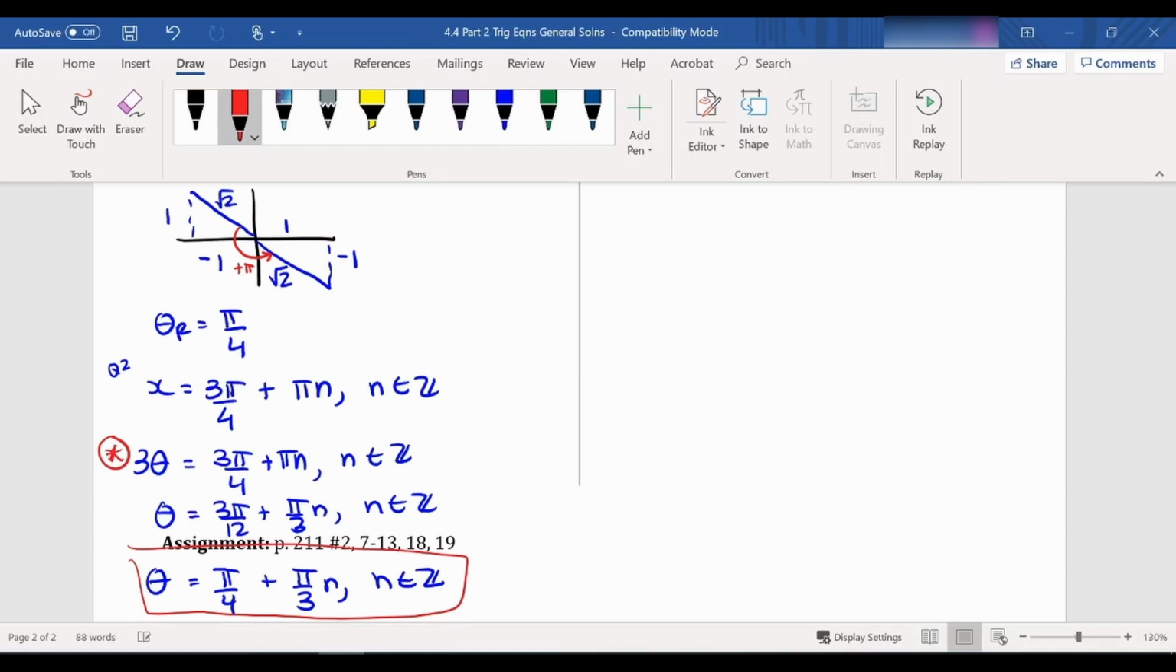That is it for this section and for the chapter.